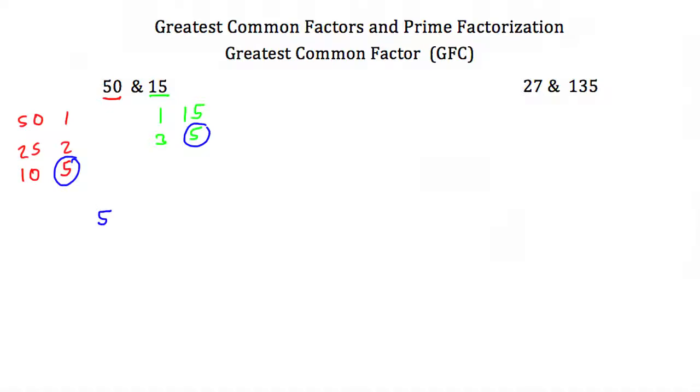Another way to do this is to find the prime factorization of both numbers. So if we have 27 and 135, we would want to find the prime factorization of both. Now our prime factorization of 27, well, we can get 27 from 9 times 3. 3 is a prime factor, but 9 is not. So we'd have 3 and 3 for the 9. So our prime factorization of 27 would be 3 times 3 times 3.